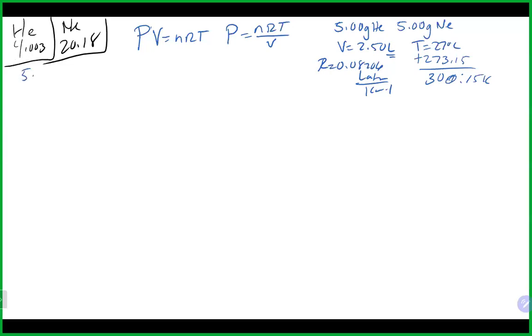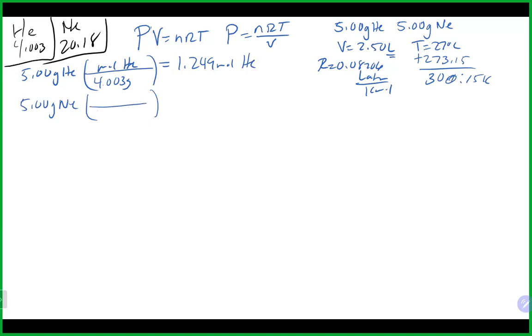So we'll go 5 grams of helium. We'll use the molar mass of helium, 4.003 grams per mole. That's going to get us 5 divided by 4.003, 1.249 moles of helium. We'll go 5 grams of neon and do the same thing, 20.18 grams per mole of neon. That's going to get us 0.2478 moles of neon. That now is everything that we need.